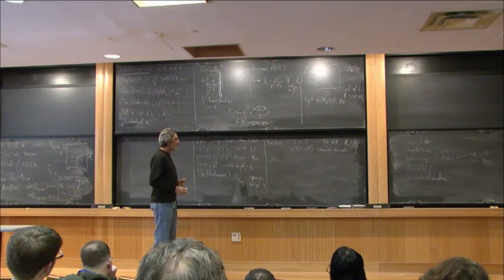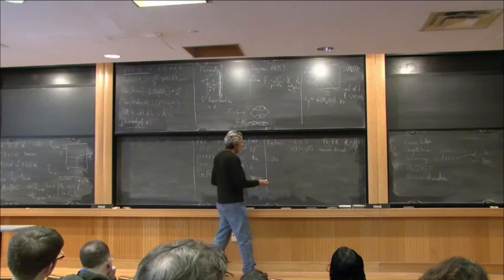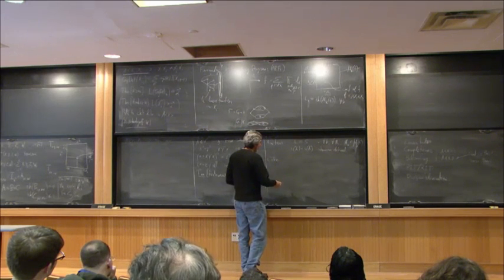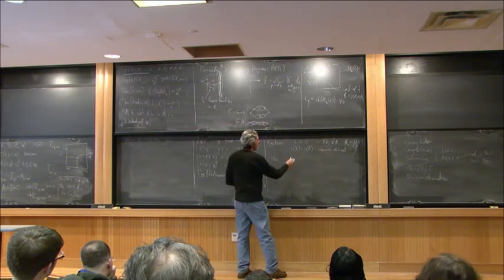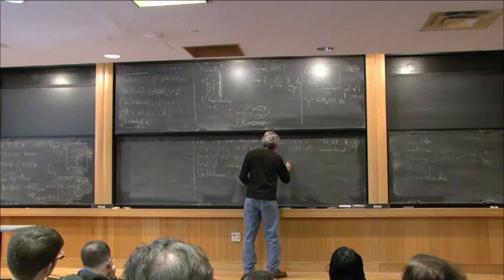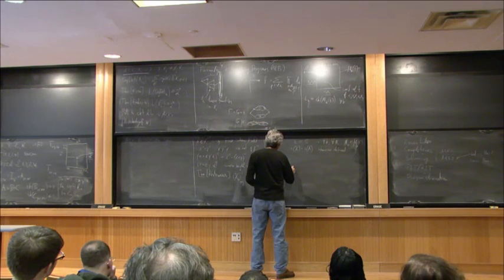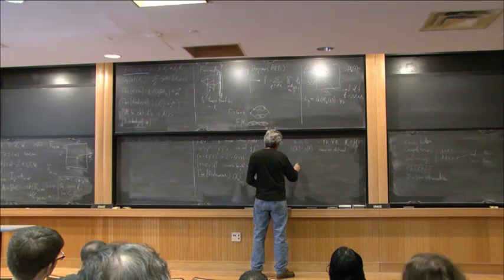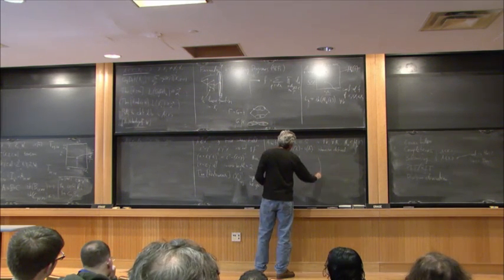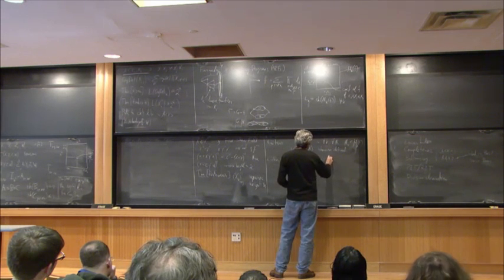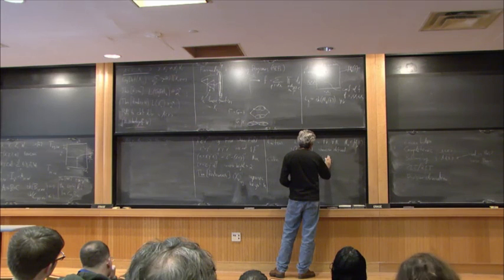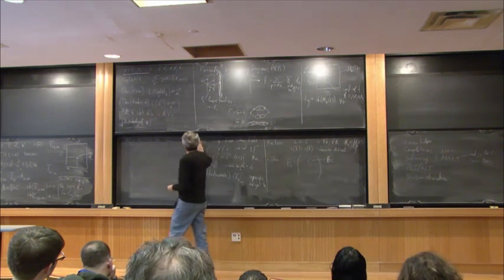But here's what he says: take any matrix of polynomials. So assume that B, n by n, is some matrix of polynomials, P_ij. So each of these is in our algebra.